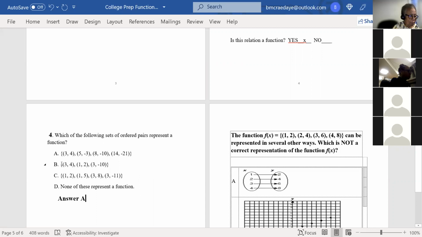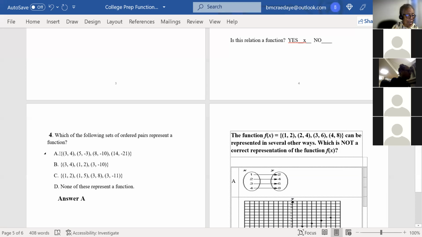Now, do you see any duplicate X values? Remember, the pairs are X, comma, Y. Are there any duplicate X values for B? Yes, they got 2 3s. Yes, that's right. Very good. There are 2 3s. What about C? Any duplicates? Yes, 1 and 3. So you got duplicates, so this cannot represent a function.